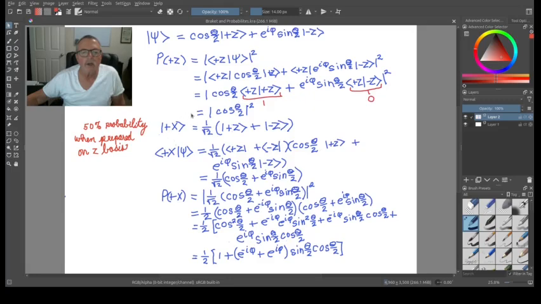Last video ended right here. Now that was the z basis. Let's look at the x basis.